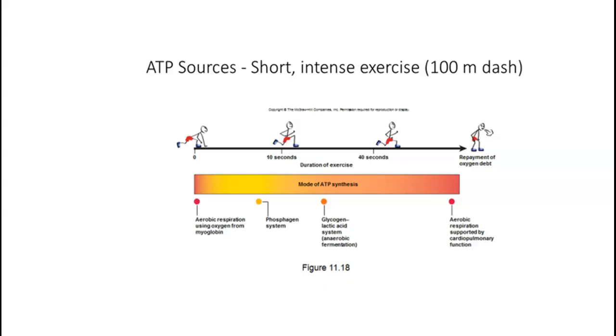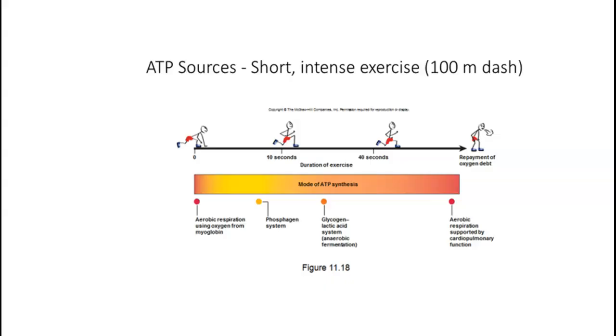So that's the first place that our muscles are going to go. If we start to work out, in the first few seconds, our muscles are going to use oxygen. However, our cardiopulmonary system hasn't really gotten the memo that we're going to start exercising. So our muscles are going to be getting the oxygen from that oxygen store in myoglobin. Now, that's only going to last for so long, and then we're going to run out of that oxygen.